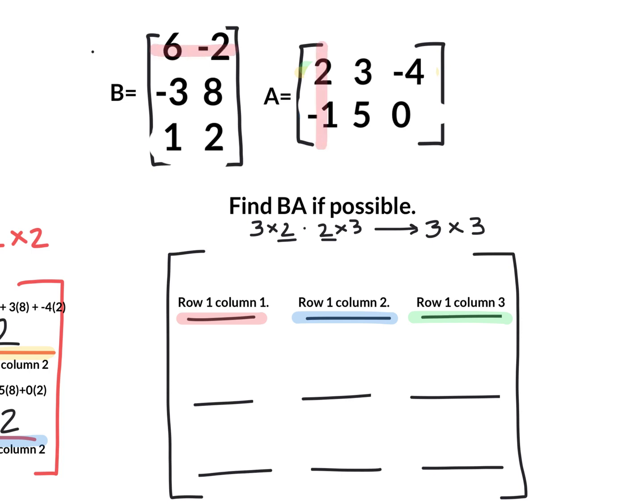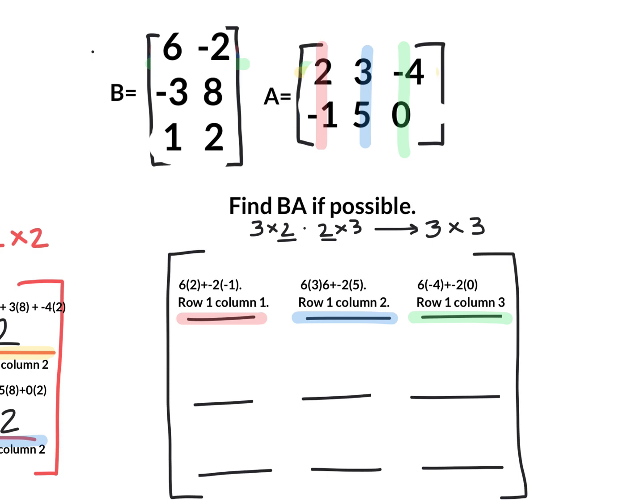Notice this time I have less things to multiply and add together. So in this case, I'm going to have 6 times 2 plus -2 times -1. Now I'm going to move on and do first row times second column, and then I will do the first row times the third column. This will give me 6 times 3 plus -2 times 5, and 6 times -4 plus -2 times 0.